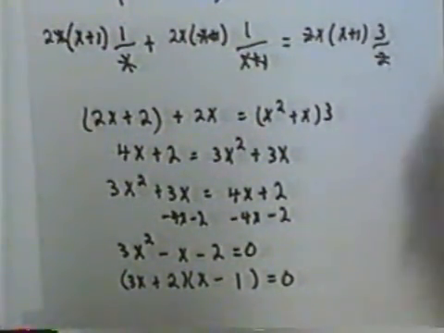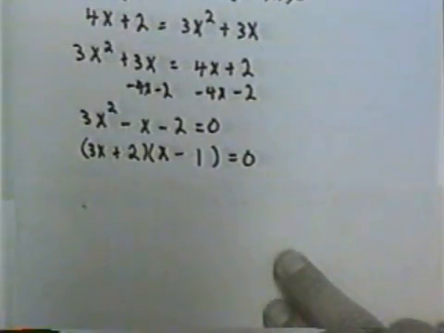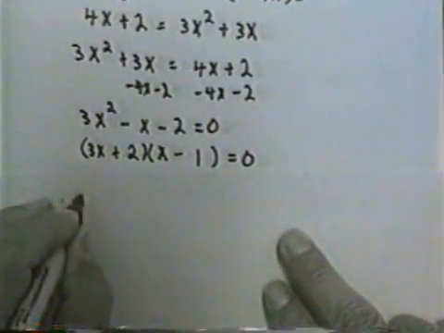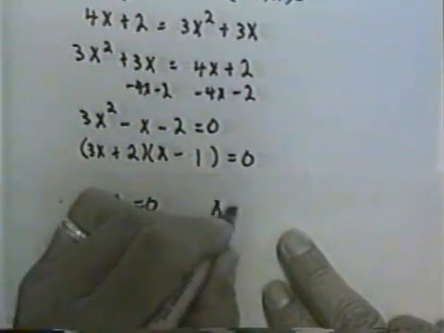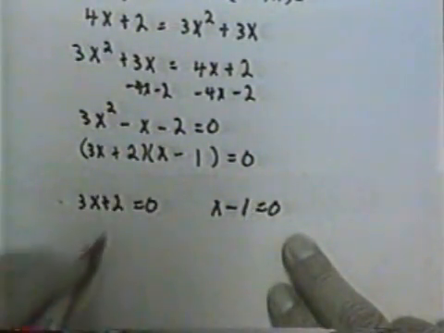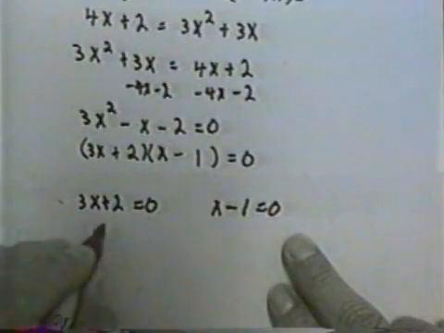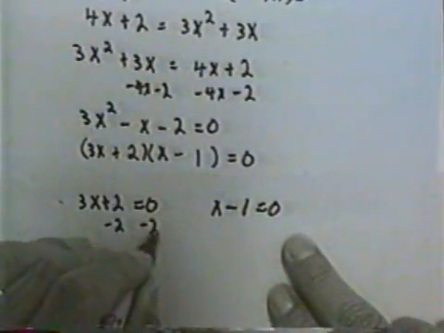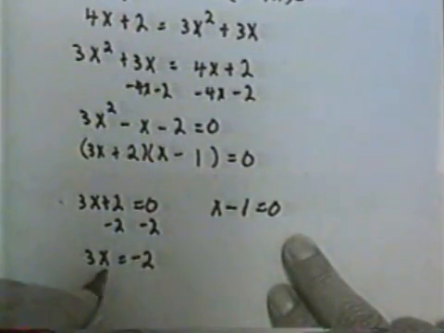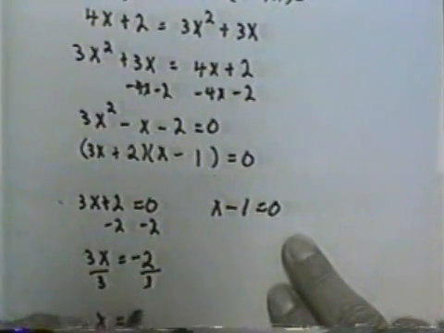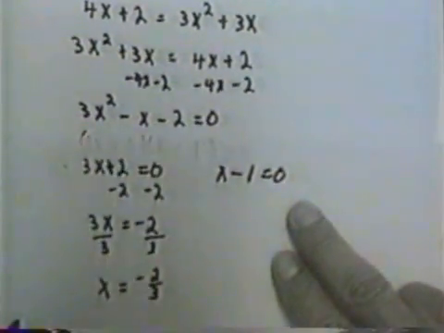Now that I've factored it, what I need to do is to set each factor equal to 0. So I say 3x plus 2 is equal to 0. X minus 1 is equal to 0. If 3x plus 2 is equal to 0, then when I subtract 2 from both sides, I get 3x is negative 2. Divided by 3, I get x is negative 2/3.